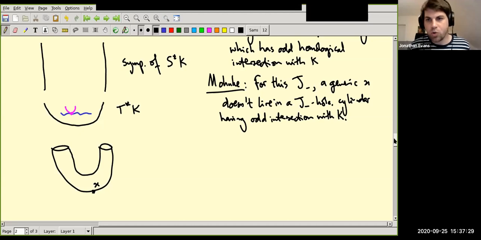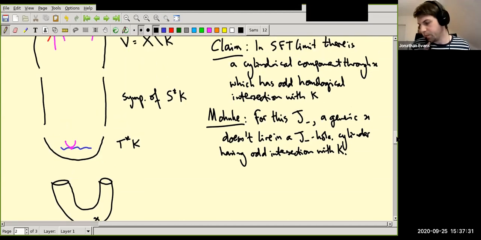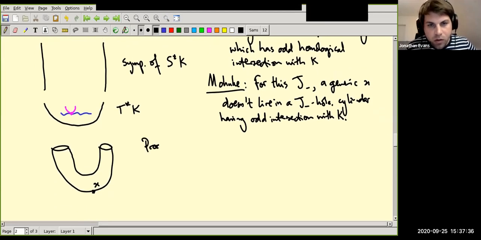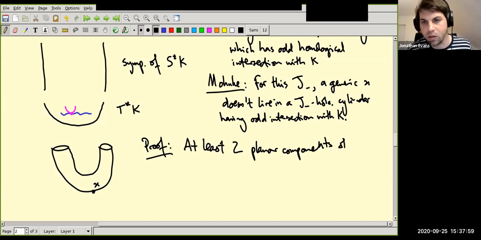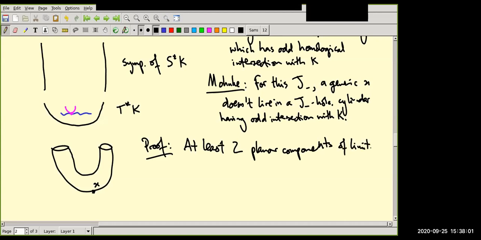Okay, so how do we prove this claim? First of all, there are at least two components which are topologically disks or planes. People always say planes because they're sort of conformally planes. So at least two planar components of the limit.